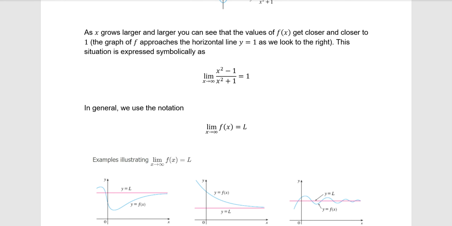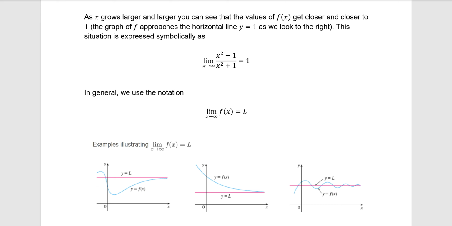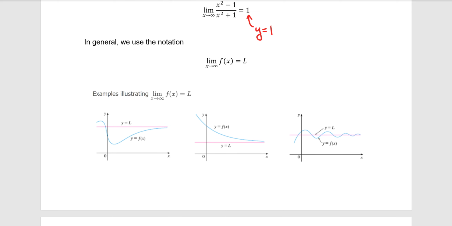If we were writing this using limits, we would write it as the limit of that function as x goes to infinity equals 1. Notice that in this section we're going to be looking at as x goes to infinity and also as x goes to negative infinity. This 1 represents the horizontal asymptote y equals 1. In general, we use this notation.